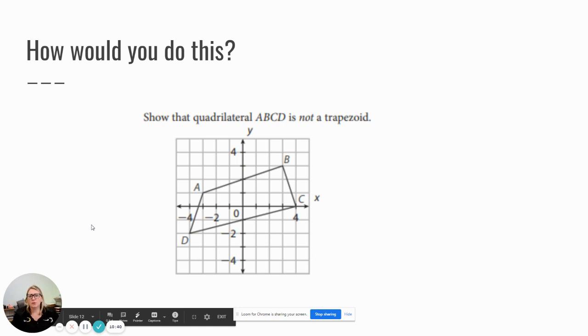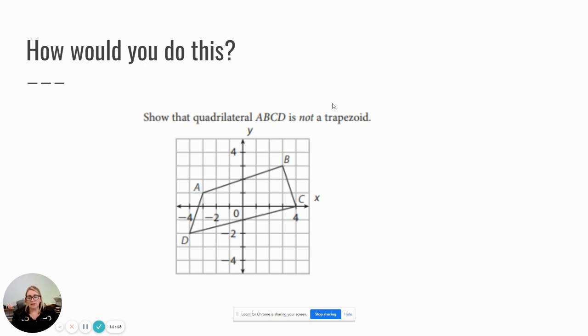All right, so I have a really quick question for you guys. We've been talking about finding how things are parallel or how things are a trapezoid. What would you do to prove that it is not something? Well, you would take what it has to have and then make sure that it doesn't have that. So in order for something to be a trapezoid, it has to have a set of parallel lines. In order to prove something is not a trapezoid, you would have to prove that there are no lines that are parallel, which means AB is not parallel to DC or AD is not parallel to BC.